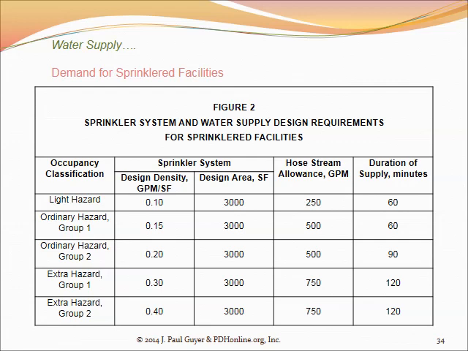So that all looks perfectly logical. The more hazardous the occupancy, the more water per square foot you put on the fire. And that's design density, GPM per square foot. What is the square footage figure? That's called the design area, and you see that it is 3,000 square feet for all of the classifications of the hazard. And that intuitively probably looks a little strange. You would think it would be greater design area for the more hazardous occupancies.